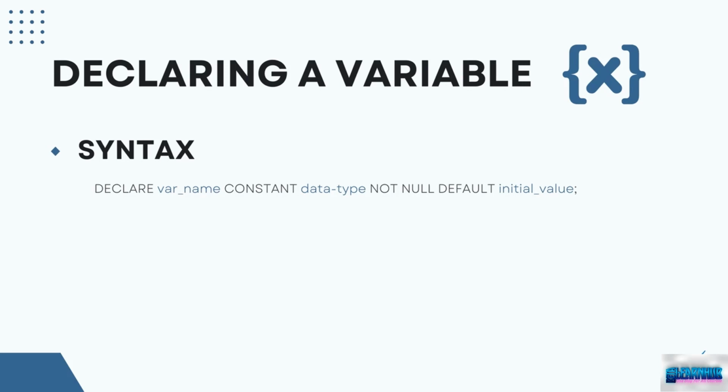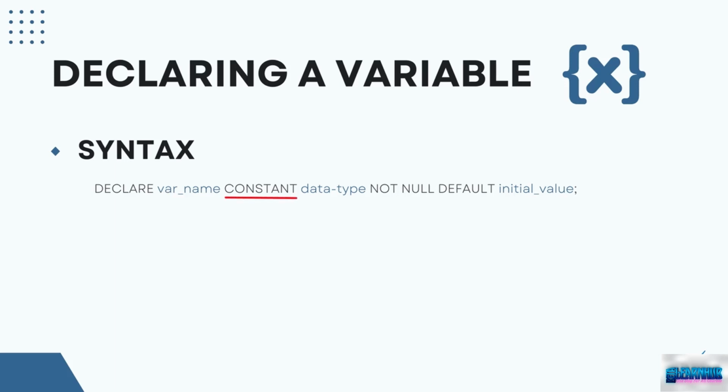In order to use a variable, it must be declared first. Consider the following syntax to declare a variable. DECLARE var_name CONSTANT data-type NOT NULL DEFAULT initial_value;. In this syntax, var_name is the variable name you want to assign.